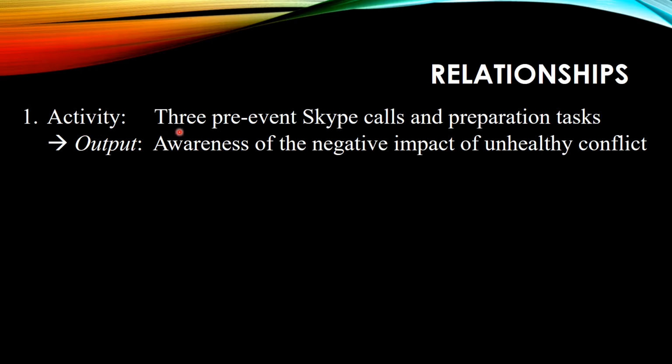Activity number 1 is 3 pre-event Skype calls and their preparation tasks. So this one is actually happening before the event. They will have 3 Skype calls with experienced volunteers to get ready in learning about conflict. And the output? This is to raise awareness of the negative impact of unhealthy conflict. So they will find that during the discussion that they will have during these Skype calls.